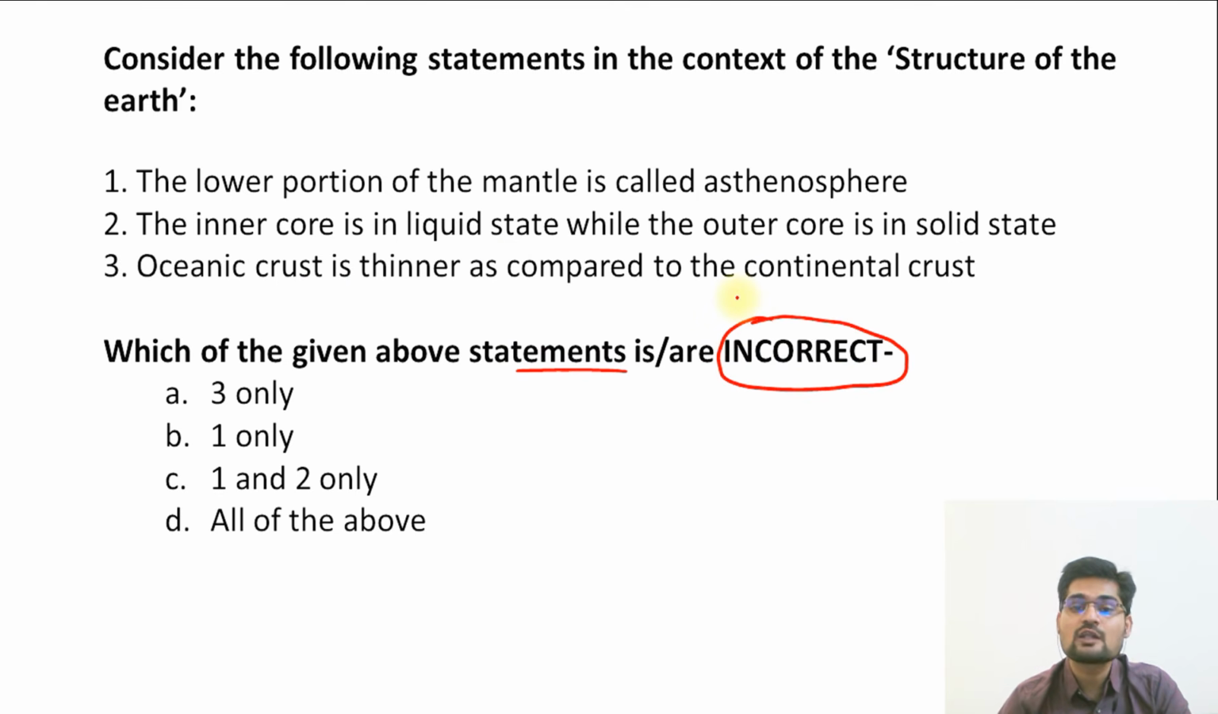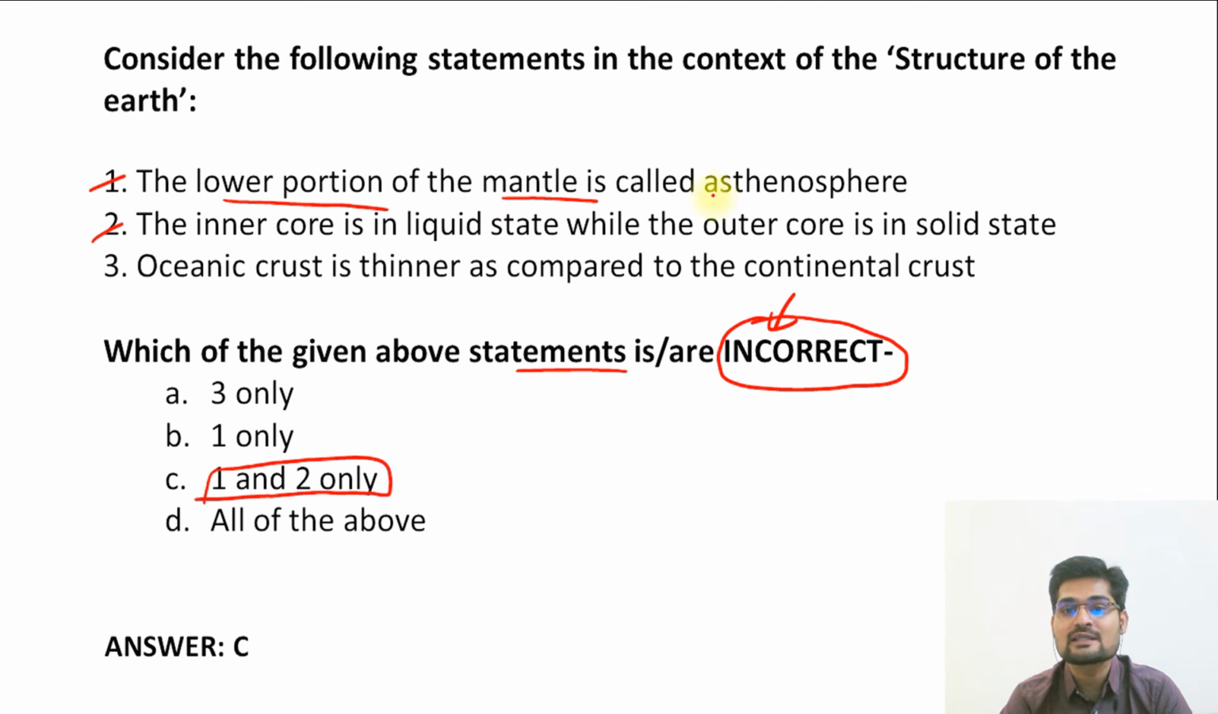Remember, when we solve any of these MCQs, remember what exactly is being asked. So what is the answer here? It's C. And what is option C? 1 and 2. Remember, statements 1 and 2 are incorrect. Why? Lower portion of the mantle is called asthenosphere? No, it is the upper portion. And inner core is in liquid state? No, what is in liquid state? Outer core is in liquid state. So that is where the catch was.